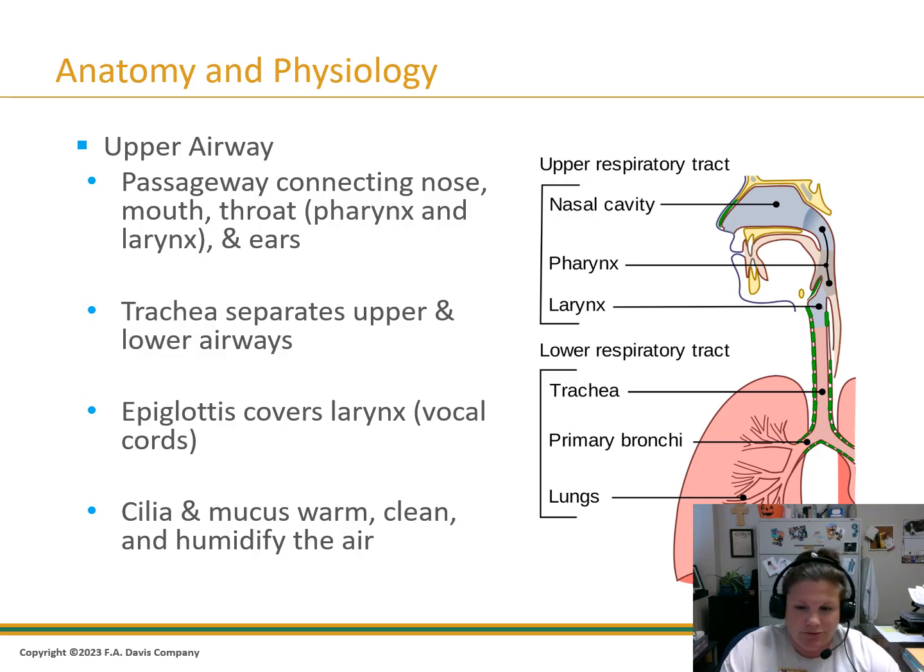Basically, a recap of what was just said: you'll see on this illustration that the trachea is included in the lower respiratory tract. It is the separation between the two, but in most literature, it does group it with the lower airway just because of its location. Some things to review are the A&P of these different structures, like how cilia and mucus are there to warm, clean, and humidify the air. The epiglottis is the structure that covers the vocal cords, and I think there's a few others that we'll look at too.